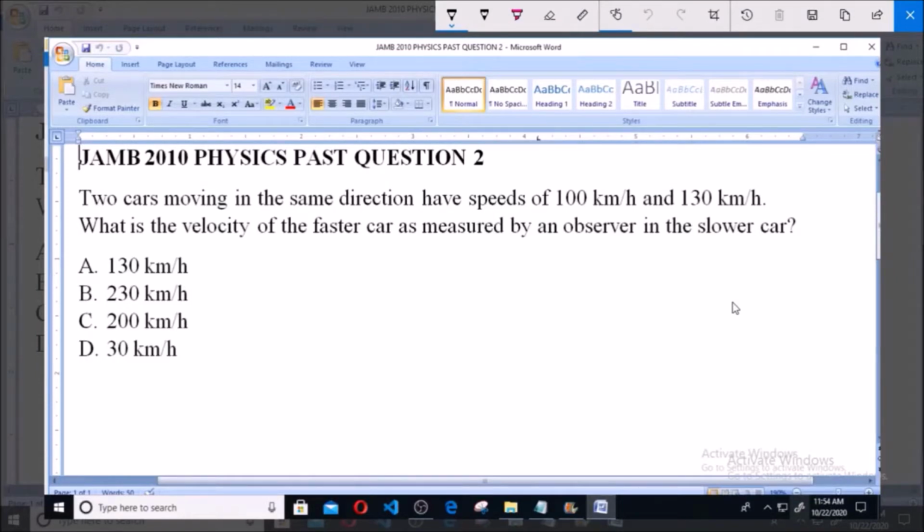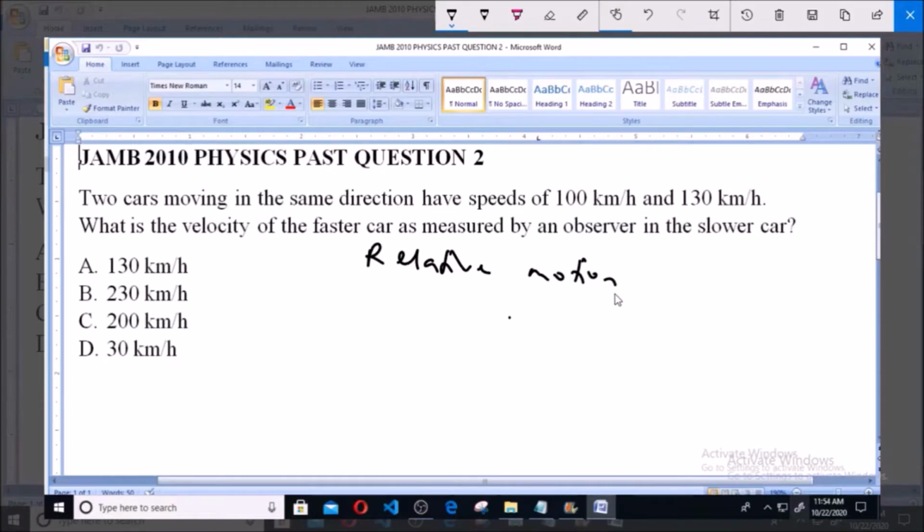Two cars moving in the same direction have speeds of 100 kilometers per hour and 130 kilometers per hour. What is the velocity of the faster car as measured by an observer in the slower car? So this question is under relative motion, the subtopic of motion known as relative motion.